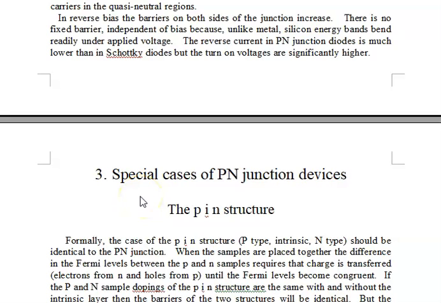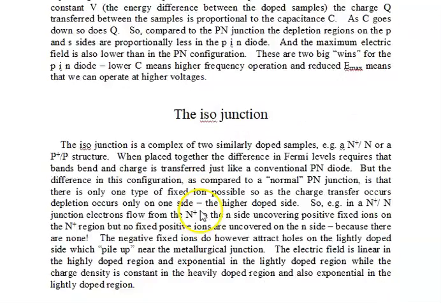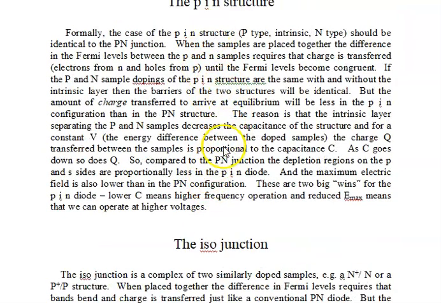Then the special cases, the one that I realize is not only a very useful structure, but it's very nice and elegant to analyze when we stick an intrinsic layer between the P and the N type structures, and we get the pin diode. And I think we mentioned that this is a very important structure in microwave because the capacitance is reduced. So we went through that in quite some detail.